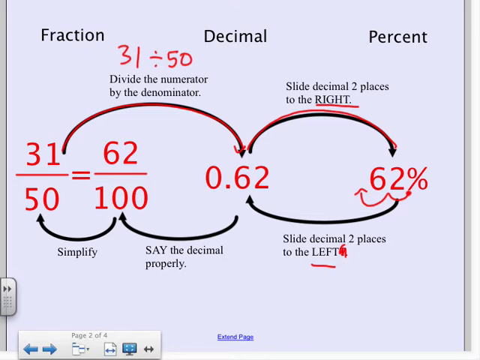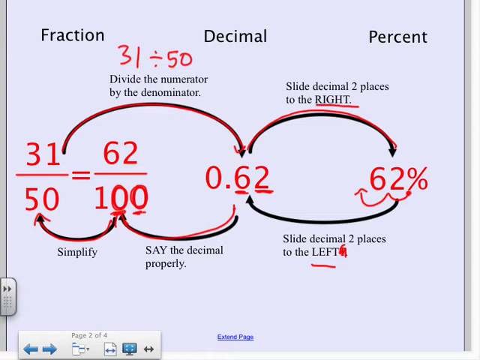And then turning a decimal to a fraction, you'll remember all you have to do is say the decimal properly. That's 62 hundredths, right, out of 100. If you're not good with the decimal place values, all you have to do is look. 1, 2 places, so 2 zeros in my fraction. And of course, you always have to simplify your fractions. So that's converting between fractions, decimals, and percents, going from fraction to percent or percent to fraction.